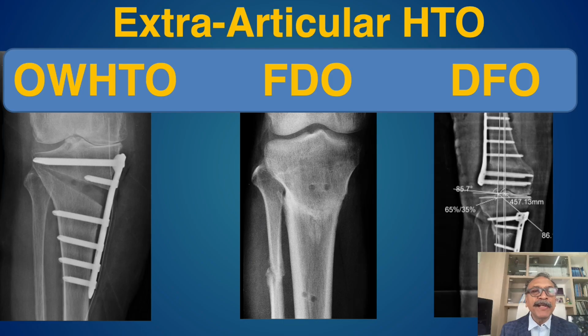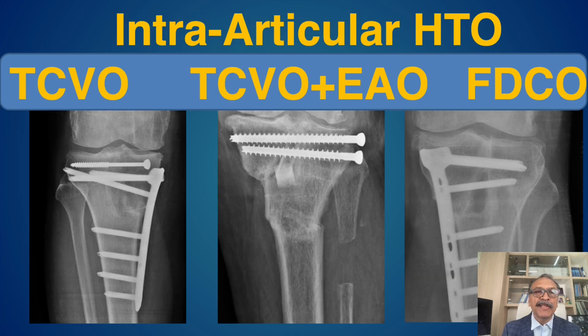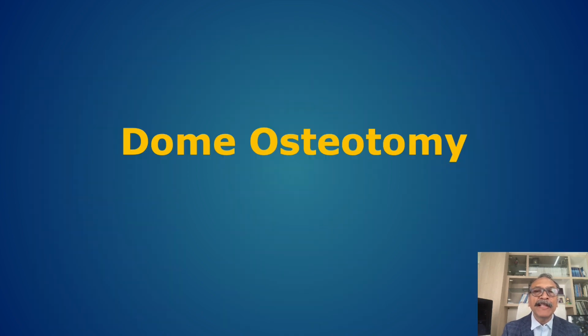So let's take a brief look at the extra-articular osteotomies. This is the medial opening wedge, this is the dome osteotomy in the center, and this is the distal femoral osteotomy when combined with a tibial osteotomy. The intra-articular ones are the L-shaped TCVO. The second one is the TCVO combined with an extra-articular osteotomy, and the third one is the focal dome condylar.